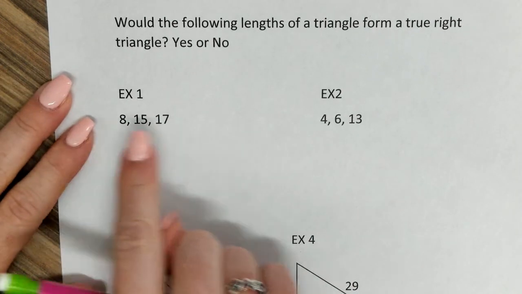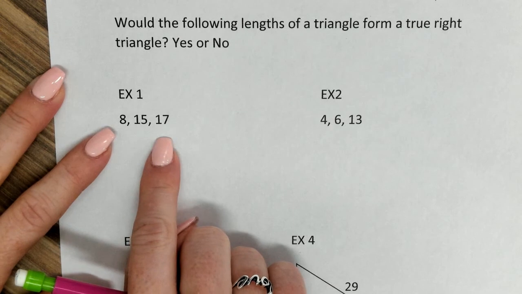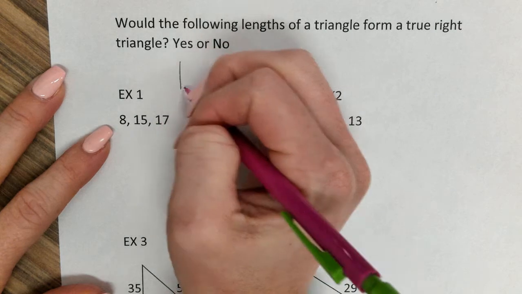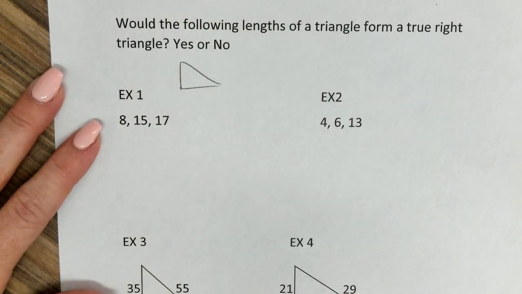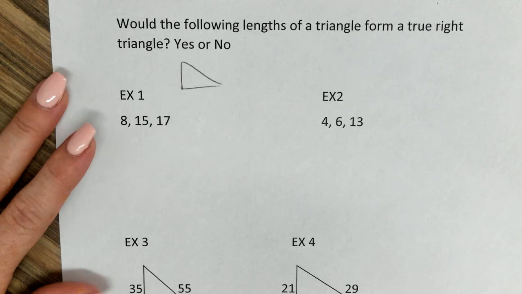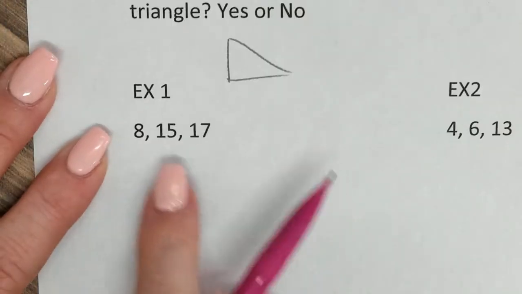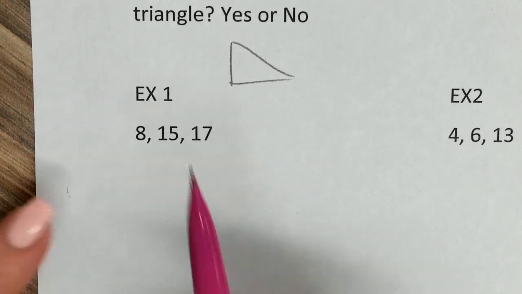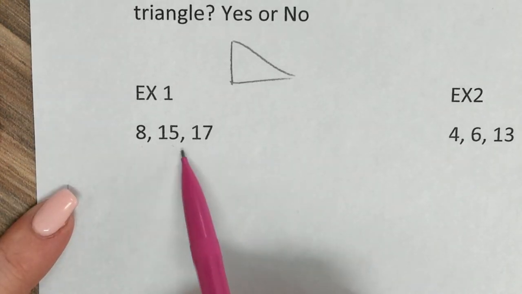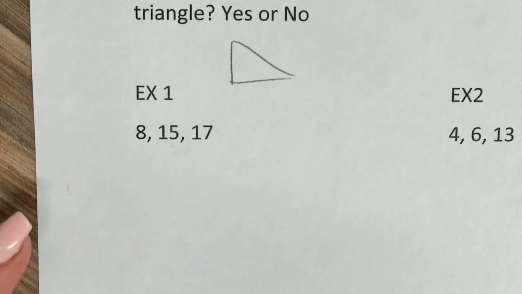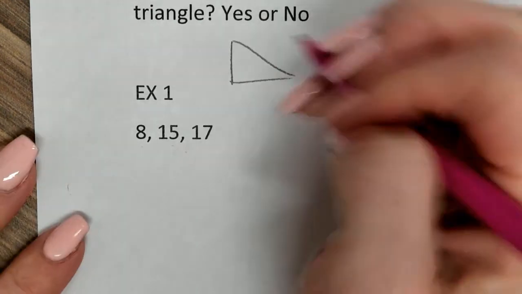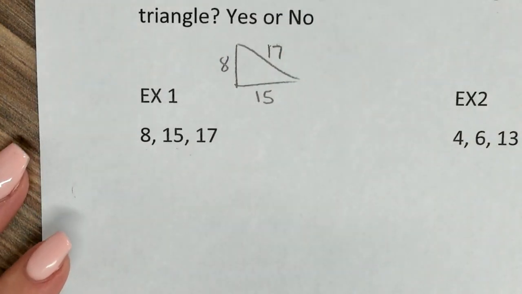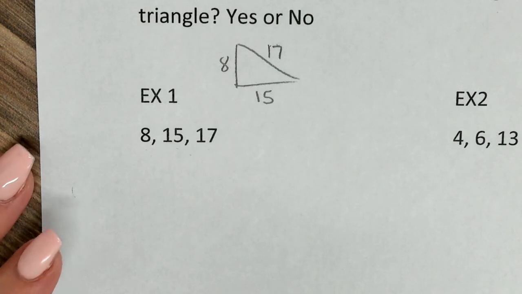They gave you 3 numbers. These numbers are the sides of a triangle. So if you want to draw a triangle, you can. You don't have to, though. Let's talk about it. If these 3 numbers were on a triangle and it was a right triangle, which one of these would have to be the C? 17, because the C has to be the biggest side. So 17 would be here, and 8 and 15. Does everybody agree?